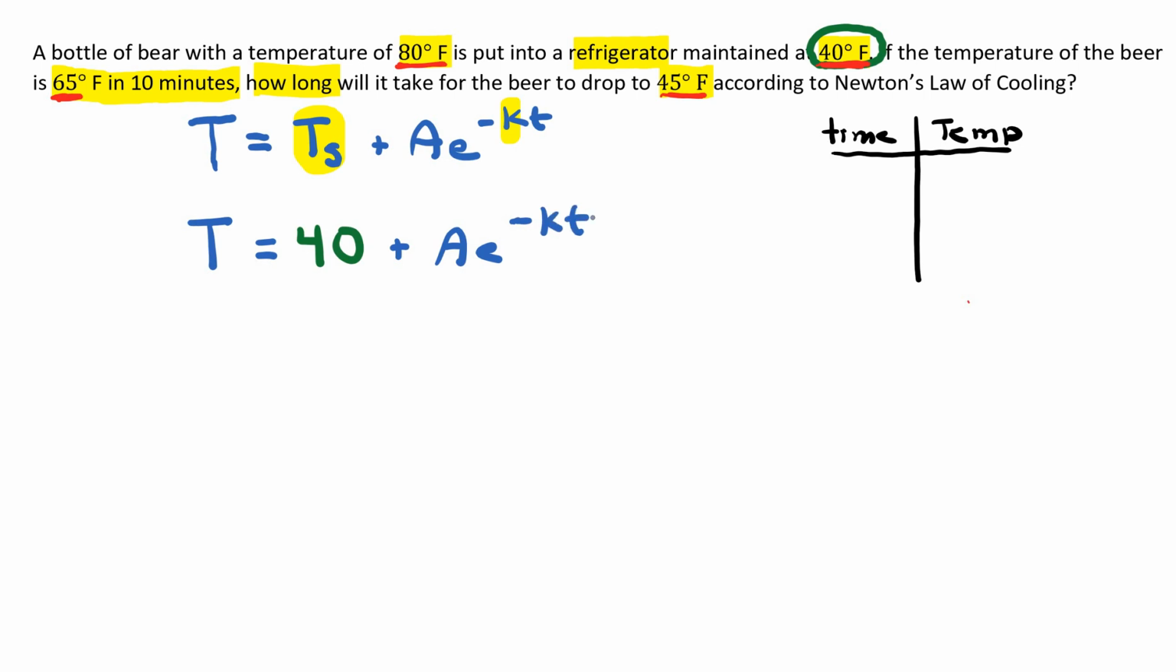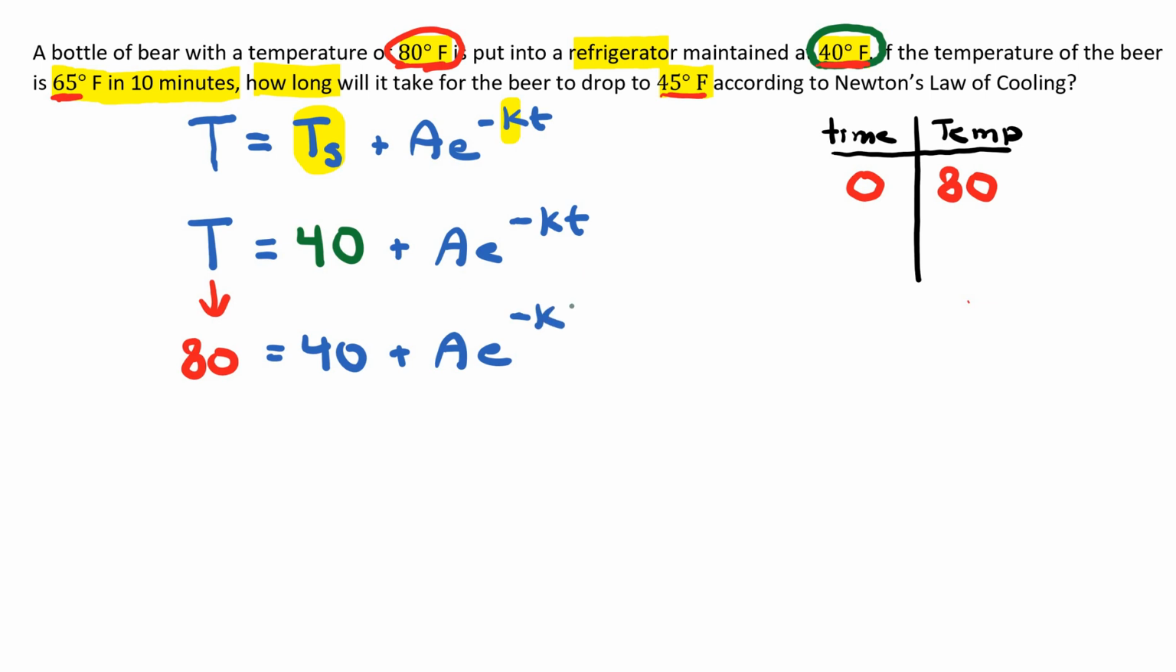Now if we read the problem, it states that the beer has a temperature of 80 degrees Fahrenheit at the beginning, which is time equals 0. So we're going to take that point, 0, 80, and plug it into our formula. Our temperature now becomes 80, and the surrounding temperature was 40 as indicated at the start of the problem, plus Ae to the negative k, and our time is going to be 0, right?